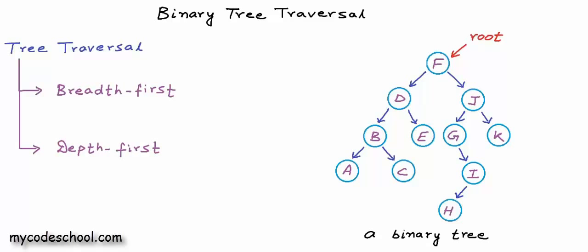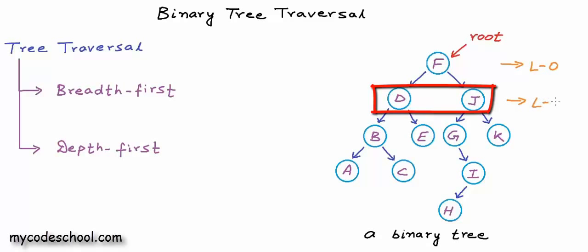In a tree, in breadth first approach, we would visit all the nodes at the same depth or level before visiting the nodes at the next level. In this binary tree that I'm showing here, this node with value F, which is the root node, is at level 0. I'm writing L0 here for level 0. Depth of a node is defined as the number of edges in the path from root to that node. A root node would have depth 0. These two nodes D and J are at depth 1. So we can say that these nodes are at level 1.